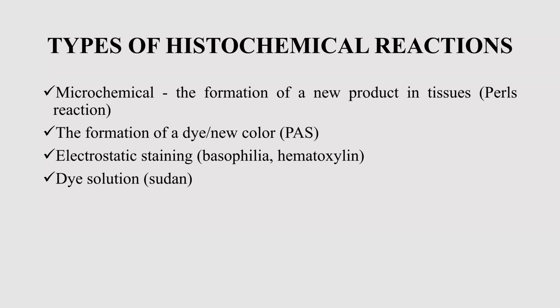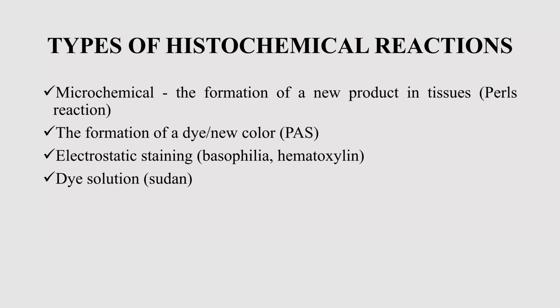The third type is electrostatic staining, where the dye or some chemical component sticks on the surface of some chemical compounds by electrochemical, electrostatic interaction. It's like hematoxylin staining nuclei, or probably also hematoxylin in some cases can stain cytoplasm.